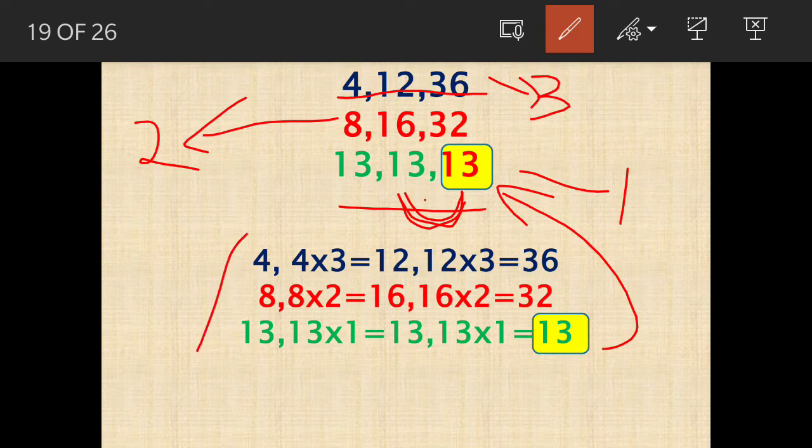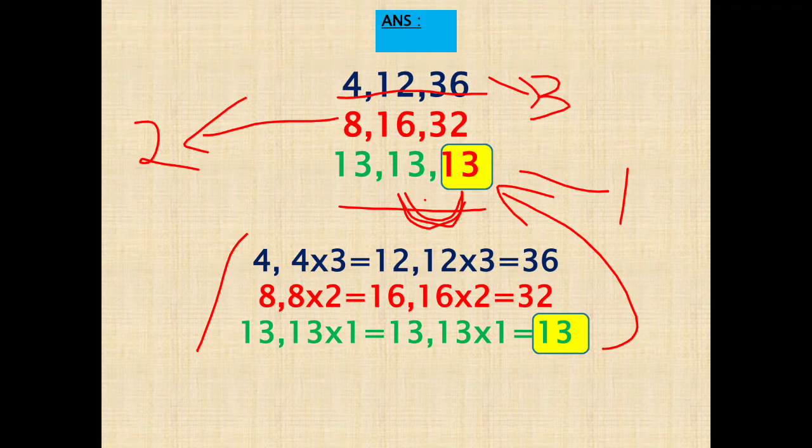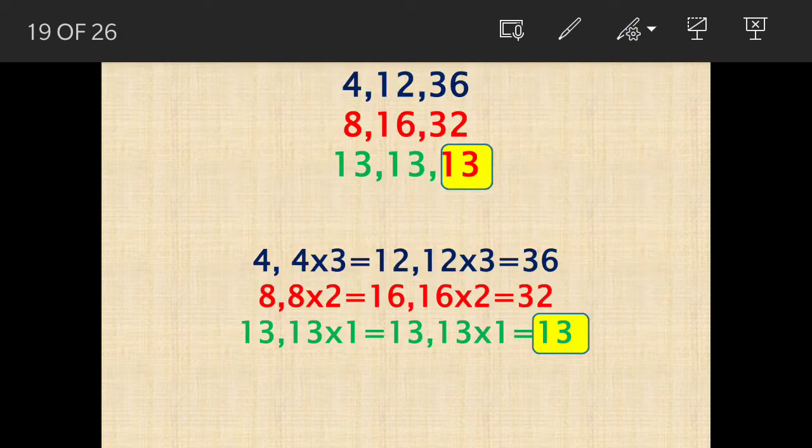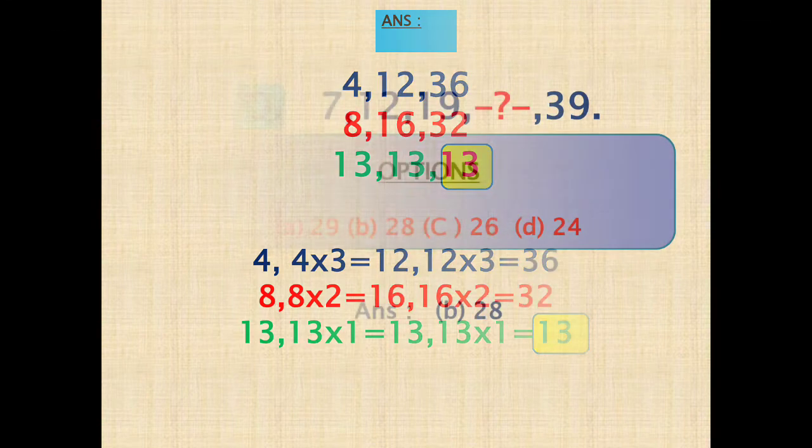So again a very difficult looking question, but very simple to answer. I'll remove the markings, read the answer yourself, and hope it is clear. Now we see the next question.